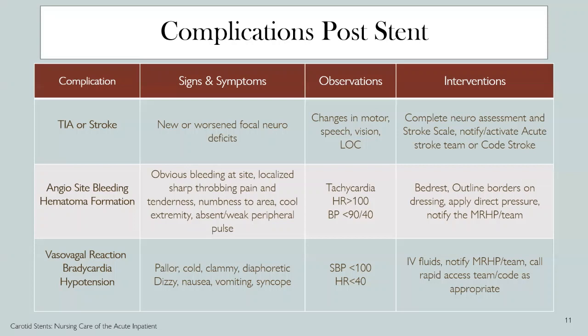Bleeding. This includes internal or external bleeding at the puncture site. So it's often characterized by sharp throbbing pain, tenderness progressing to numbness, a cool extremity, and absent or weak pulses. The most important thing is to keep patients laying in bed flat, outline the borders, apply pressure if you need to, and notify the team.